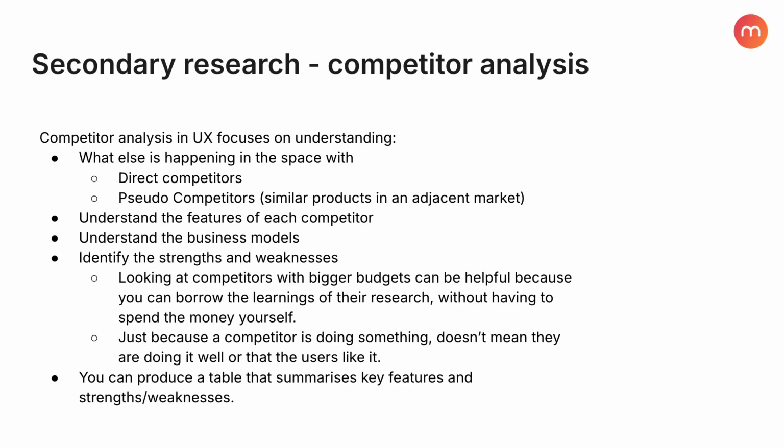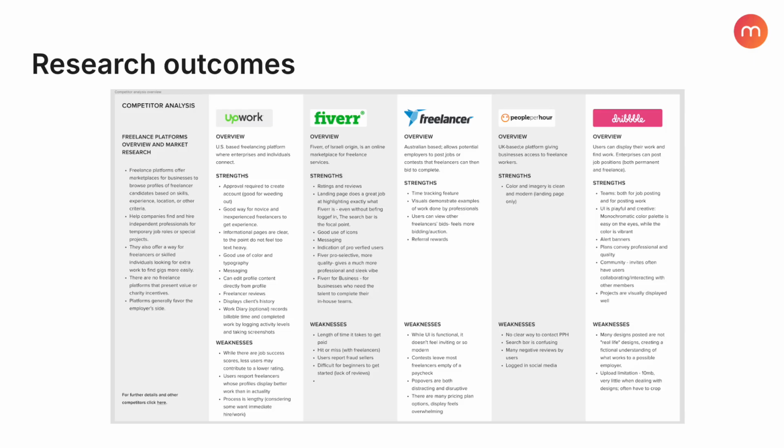improve on their experience. To make your findings clear, it helps to create a table that summarises the key features of each competitor along with their strengths and weaknesses. Here's an example of the research outcomes we created when comparing freelance platforms. Across the top of the table, you can see the competitors we analysed: Upwork, Fiverr, Freelancer, People Per Hour, and Dribbble. In the columns, we've summarised their main features, strengths, and weaknesses based on what real users experience when using these platforms.